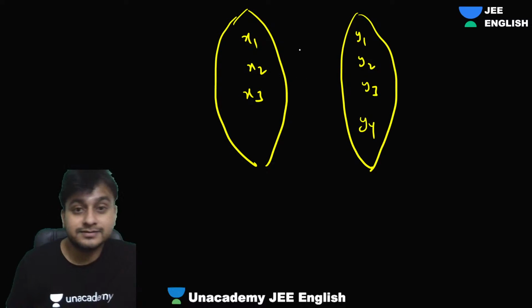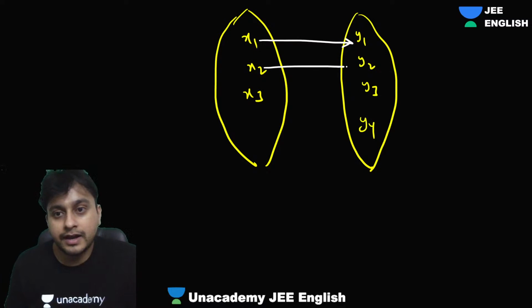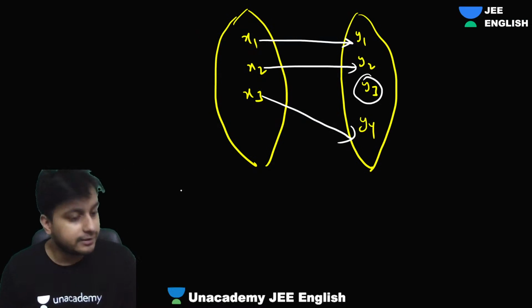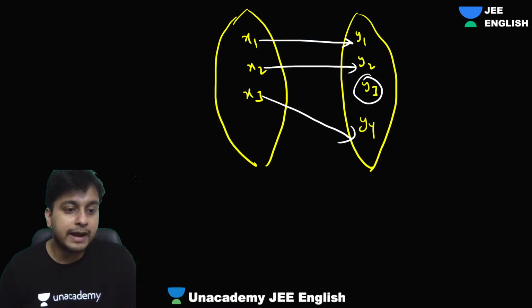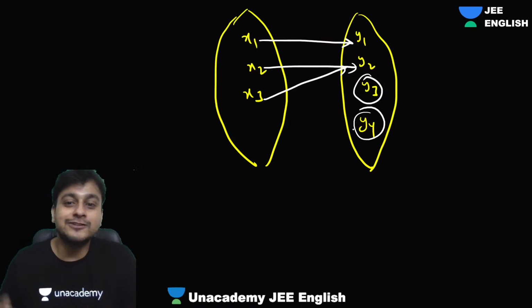Let's check. Let's try to do it. Suppose y1 is mapped with this, x2 is mapped with this, and x3 is mapped with this. So guys, ultimately we will have a value left out, right? You will say, sir, why not map this x3 with another one? That will be further worse, and then we'll have y4 also left.